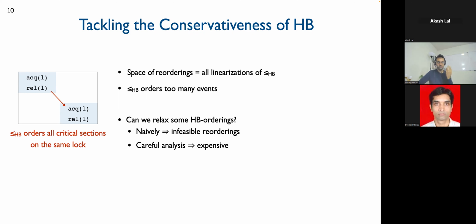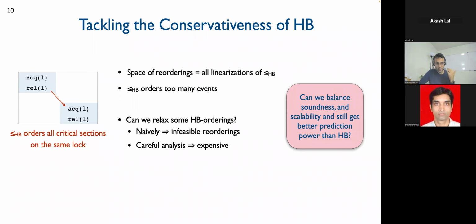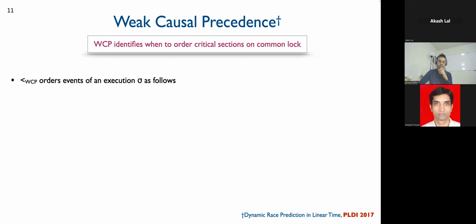On the other hand, if you try to do a very careful analysis and figure out which are the reorderings that you want to relax, you're going to go back to the same problem, because then you'll be doing some expensive analysis. So you don't want to do that either. And so the question that I want to answer here is, can I balance both soundness and scalability and still get better prediction power than happens before? And WCP is the answer to this question.